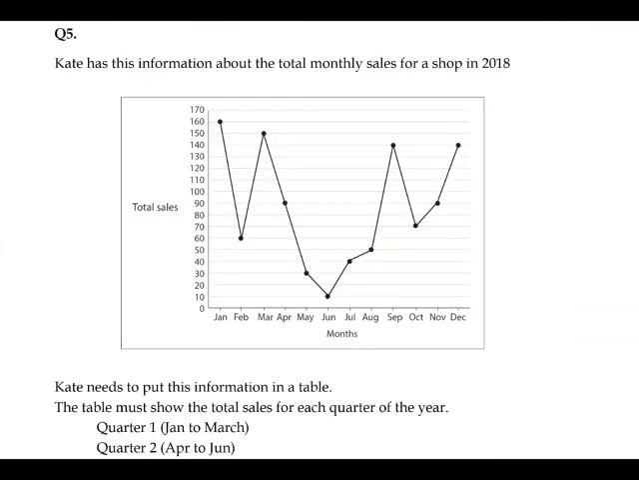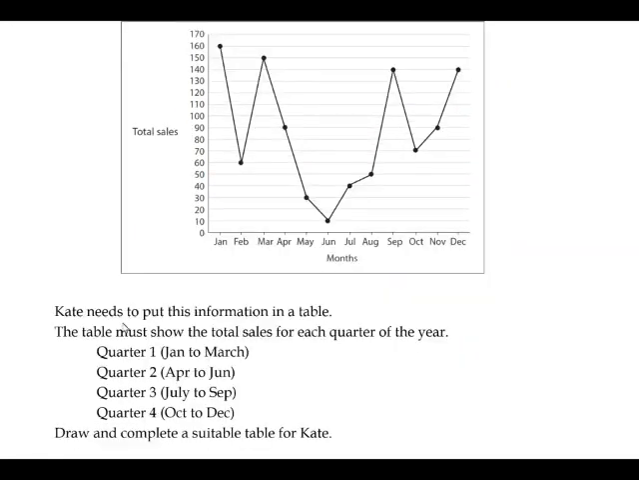Question 5. Kate has this information about the total monthly sales for a shop in 2018. And here we have a line graph. Kate needs to put this information into a table. The table must show the total sales for each quarter of the year. So there's our 4 quarters. And then draw and complete a suitable table for Kate.